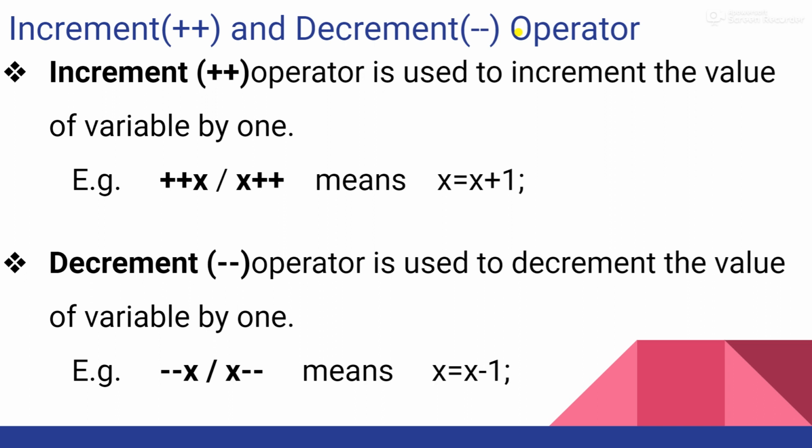Similarly, the decrement operator is used to decrement the value of a variable by 1, means we can decrease the value of a variable by a single or by 1. So --x or x-- both mean x = x - 1. Suppose the value of x is 10. So if I say --x or x--, it will decrement the value of the original x by 1. So what value will it have? That is 9. Agree?